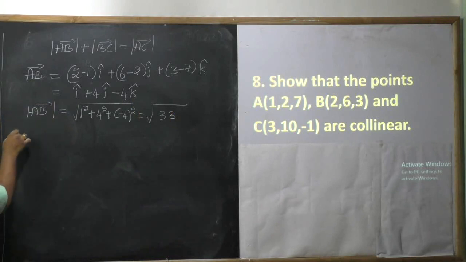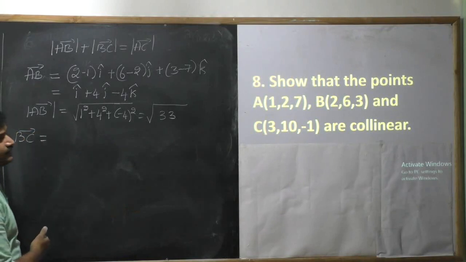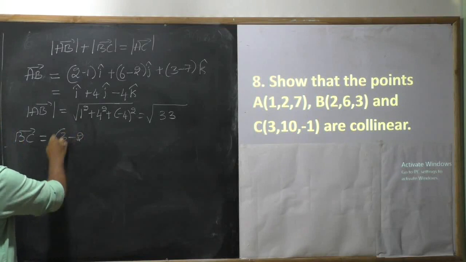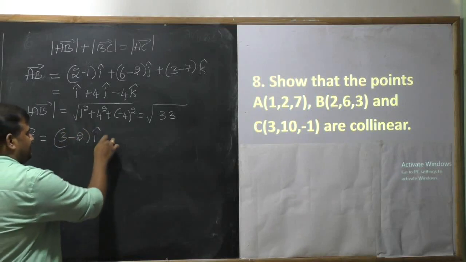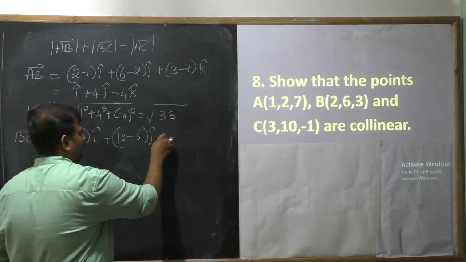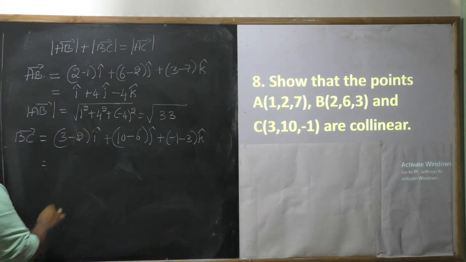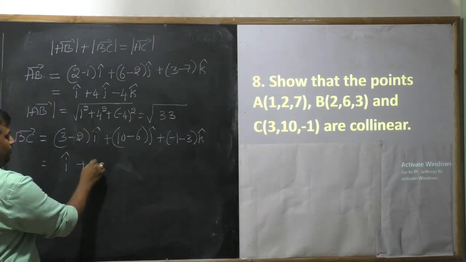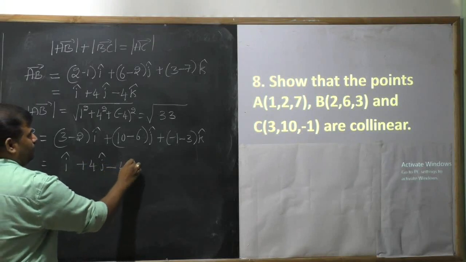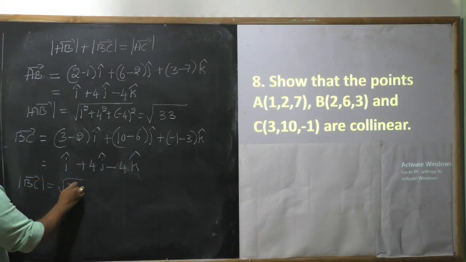Similarly, what is vector BC? Once again, B is the initial point, C is the terminal point. So clearly it is 3 minus 2 I cap plus 10 minus 6 J cap plus minus 1 minus 3 K cap. So 3 minus 2 it is I cap plus 4 J cap minus 4 K cap. The magnitude of BC is root 33 only.